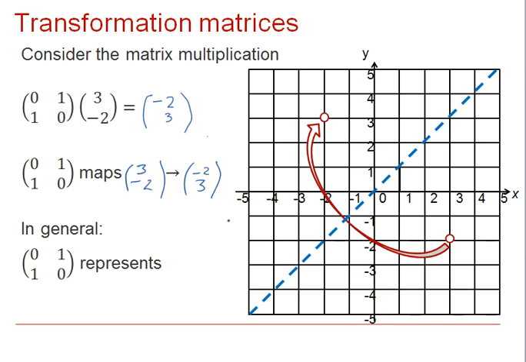If we look at the blue dotted line, that is the line y equals x. And in general, the matrix [0 1; 1 0] represents a reflection in y equals x.